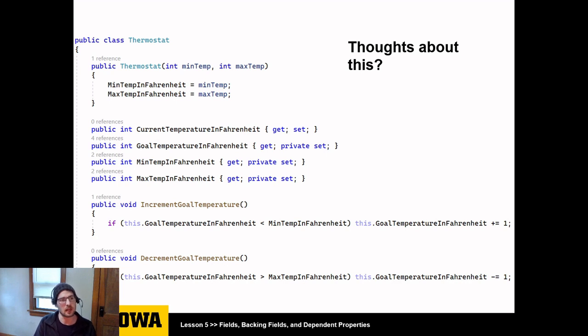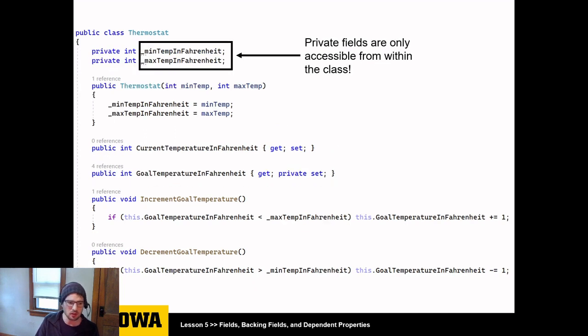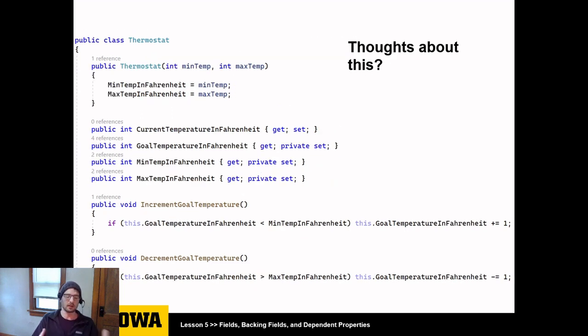Generally, in object-oriented design, we want to hide as much about an object as possible. The min temperature and the max temperature, no one cares about when they're using their home thermostat, right? For example, you could think about your thermostat as telling you current temperature, goal temperature, and then you have this min and max. But no one who uses a home thermostat cares about the minimum or maximum temperature of their thermostat.